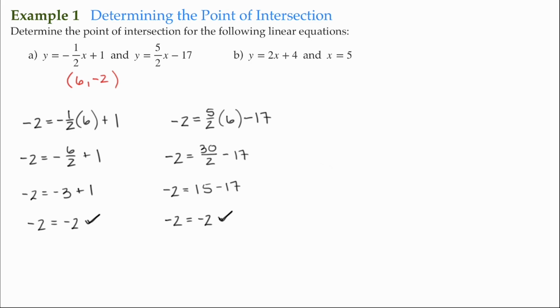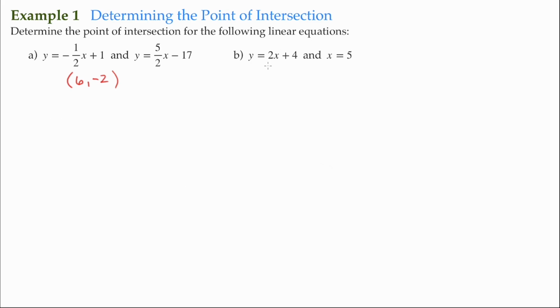So the same thing for B. So let's try B. So here we have the linear equation y is equal to 2x plus 4 and x is equal to 5. So this is a vertical line. And of course, there is no y coordinate. So what that means is if we have something like y is equal to 2x plus 4, x is equal to 5, that's a vertical line. So the intersection will happen where x is equal to 5.